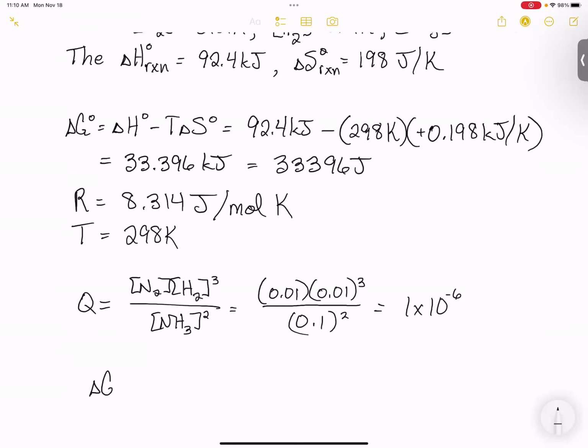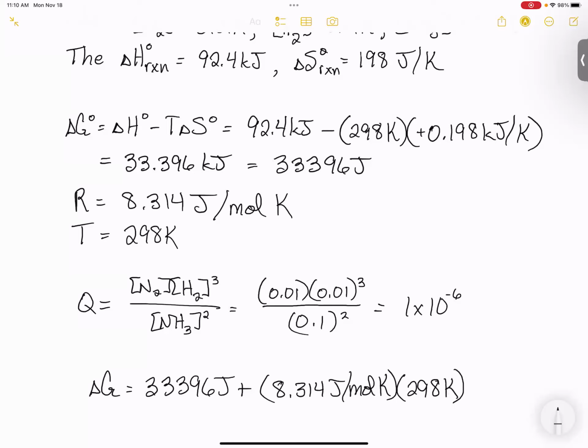Gibbs free energy under non-standard conditions is equal to Gibbs free energy under standard conditions plus RT, that's 8.314 joules per mole Kelvin, times 298 Kelvin, times the natural log of Q, which is 1 times 10 to the minus 6.